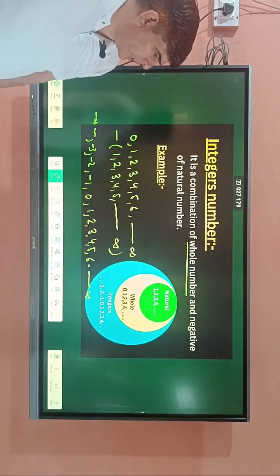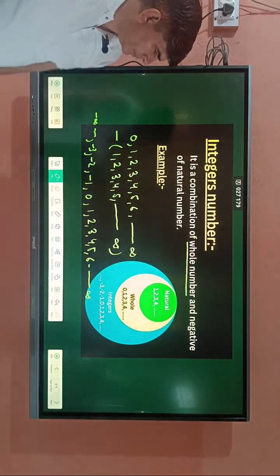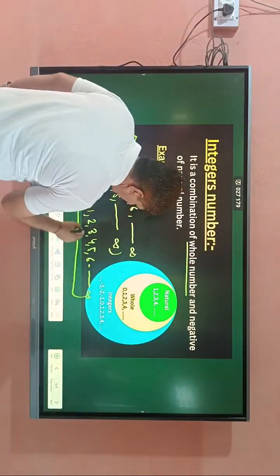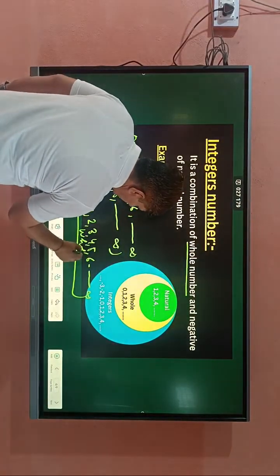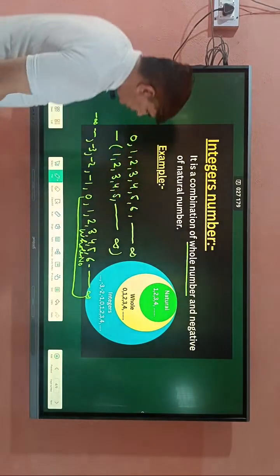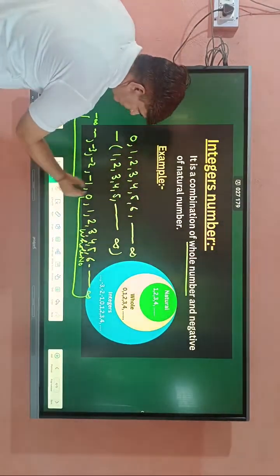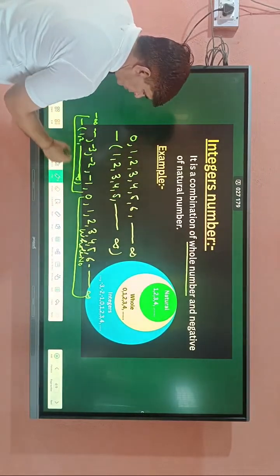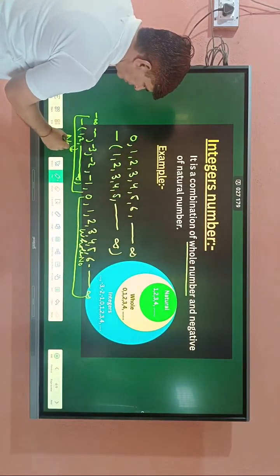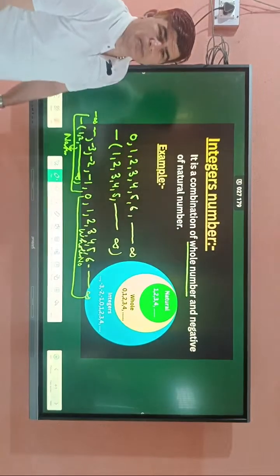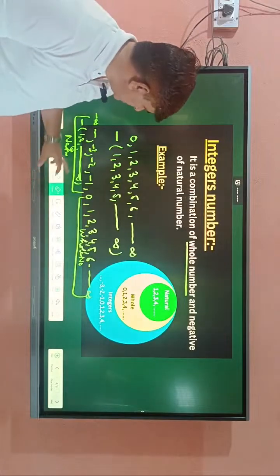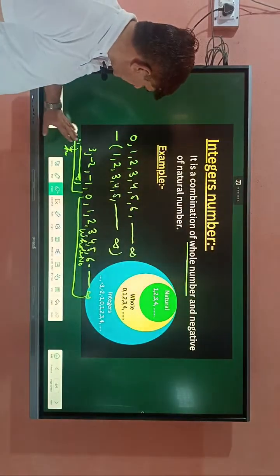So it's again divided into 3 parts. Look here. What is this? Whole number. What is this? Whole number. And what is this? Minus, take out, then 1, 2, 3, till where? Infinity. And what are these? Natural numbers. So that's why I'm saying integers again divide into 3 parts. How many parts? 3 parts.